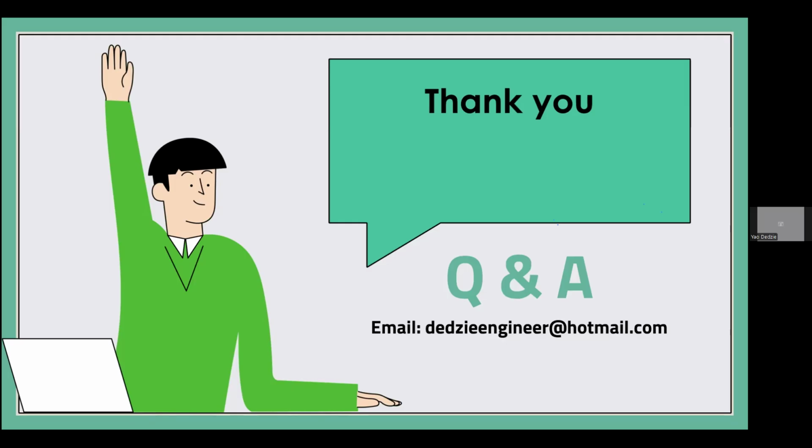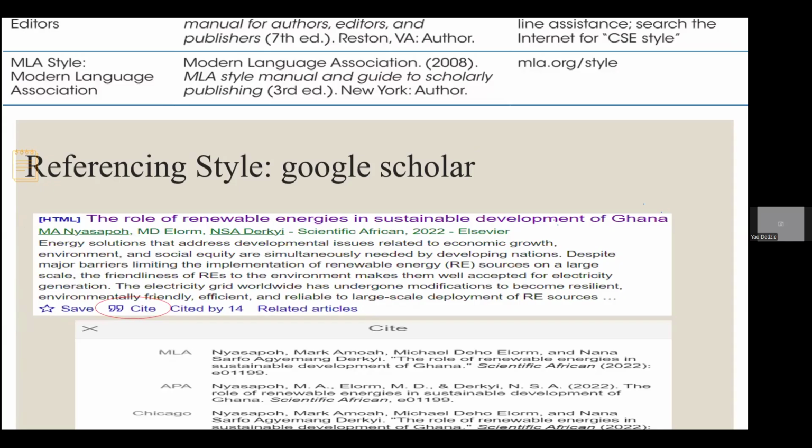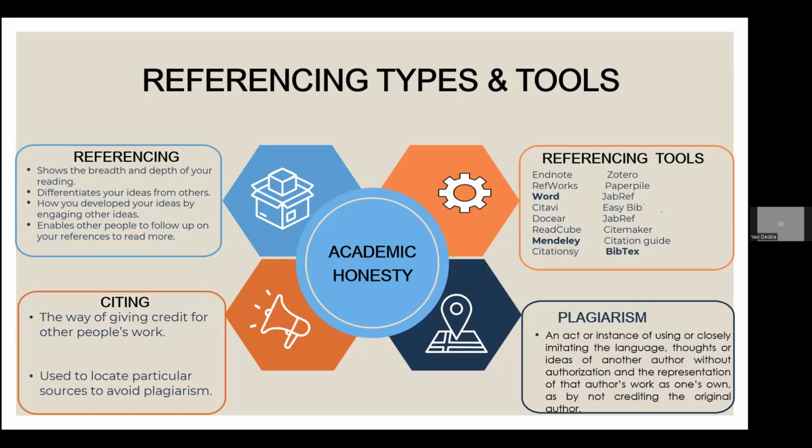Okay, so let's go back to this slide. There's a difference between referencing and citation. In your actual work, if I make a statement from someone's work, I have to cite the person in the work. So for the in-text, that's the citation. But at the end of your work, you have to have a list of all your citations in the text. That's where you have the reference, or the referencing list.